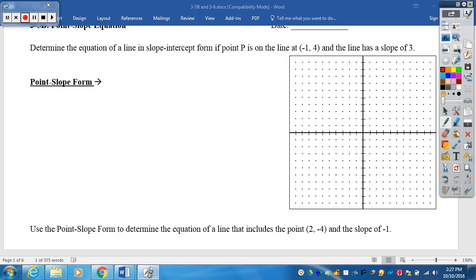Okay? All right, now, what I'd like you to do, you see the next example down here where you've got the point, which is at 2, negative 4, and the slope of negative 1. I'd like you to pause your computer and work this one out. When you're done and you think you have the correct equation, turn your computer back on and double check it with me. Okay?